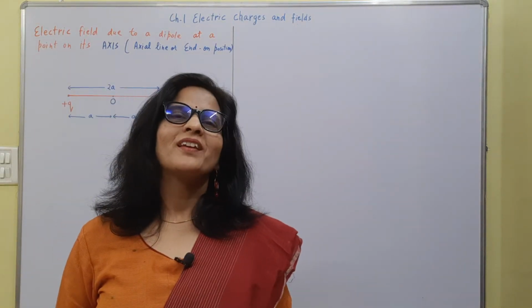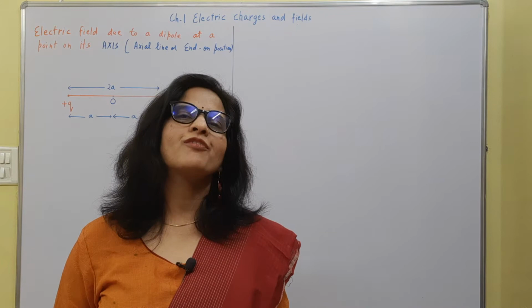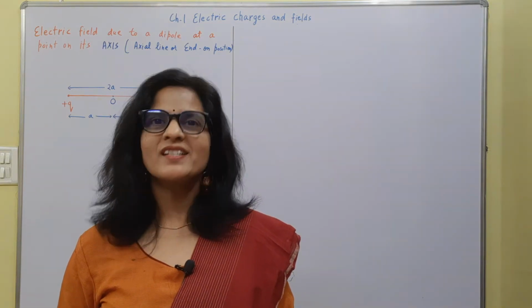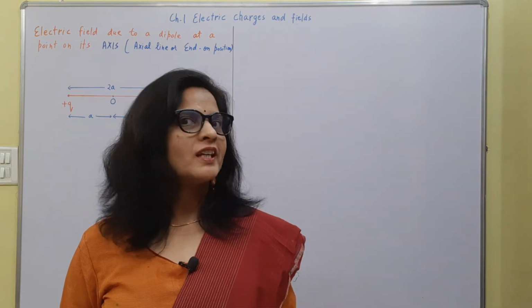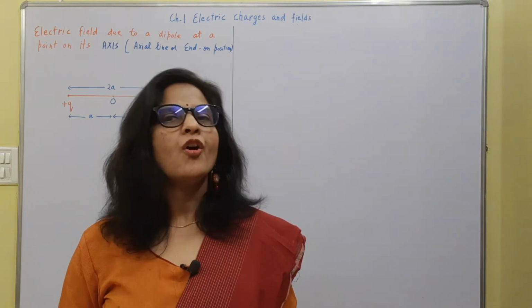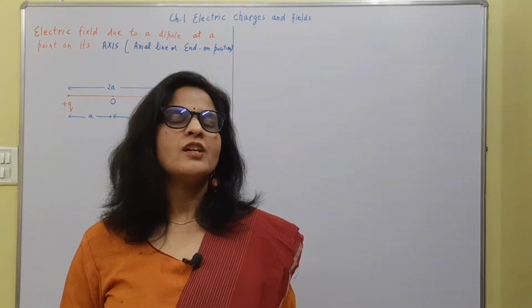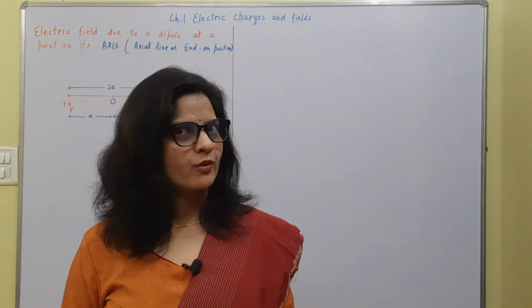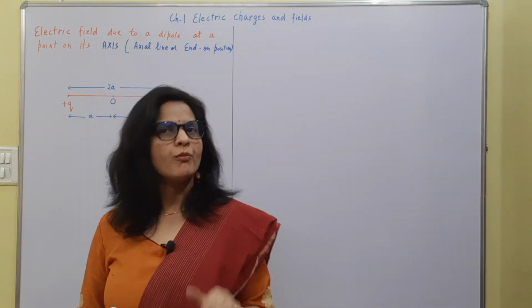Hello everyone. Today we will discuss the electric field due to a dipole at a point on its axis. I have already discussed that a point on its axis is also called the axial line or end-on position, right? So at any point on the axis we can calculate the electric field. We are deriving the formula for that.